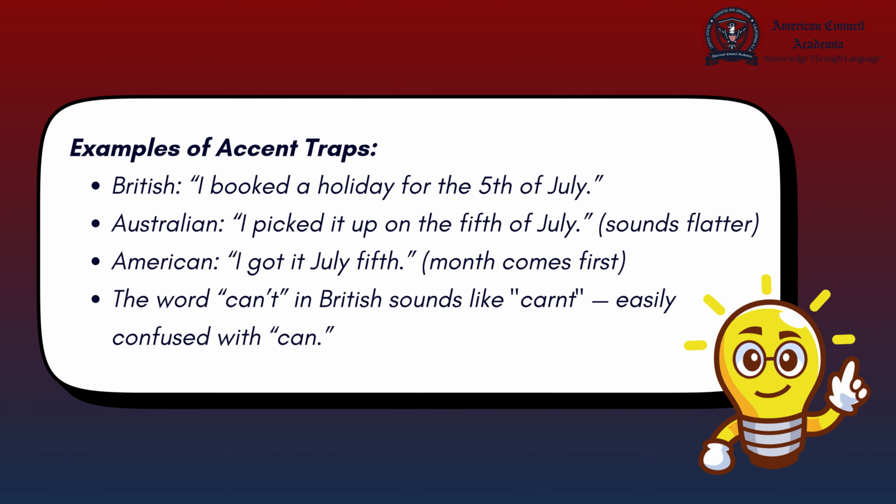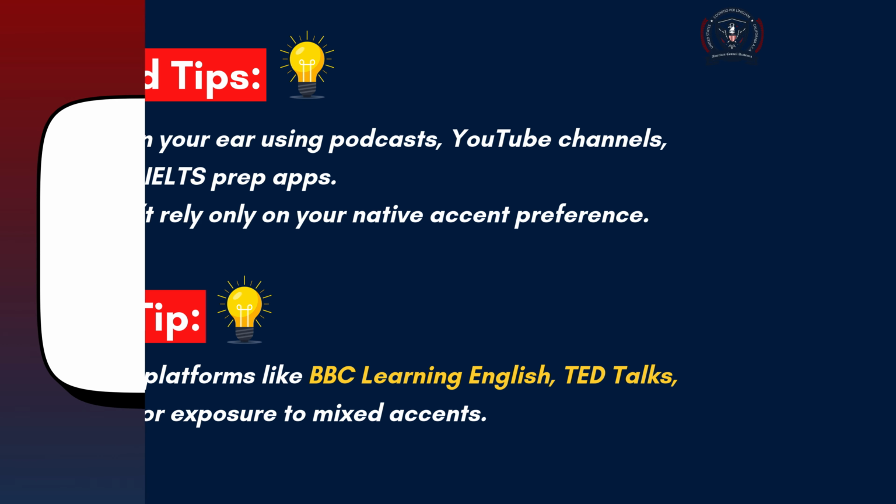For instance, a British speaker might say, "I booked a holiday for the 5th of July," while an American might say, "I got it July 5th," with the month coming first. An Australian voice might say, 5th of July in a flatter tone, which could throw you off if you are unprepared. Even a common word like can't may sound different in British English.